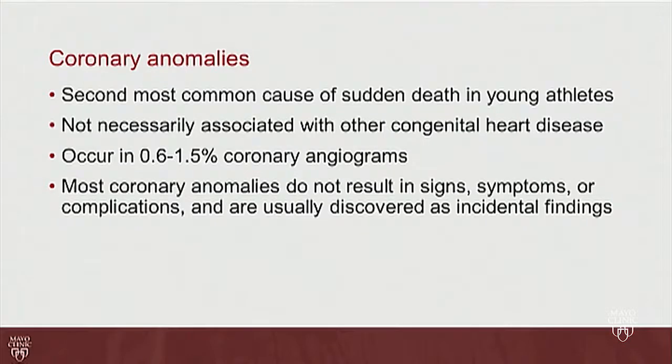Coronary anomalies are the second most common cause of sudden death in young athletes. It's not necessarily associated with other congenital heart disease. It occurs in 0.6 to 1.5% of coronary angiograms. And most coronary anomalies do not result in signs, symptoms, or complications and are usually discovered really as an incidental finding.